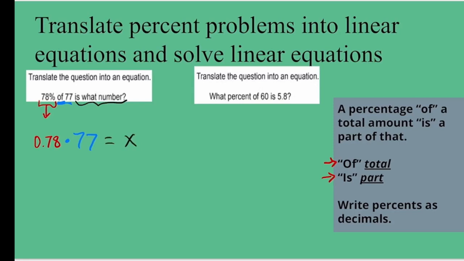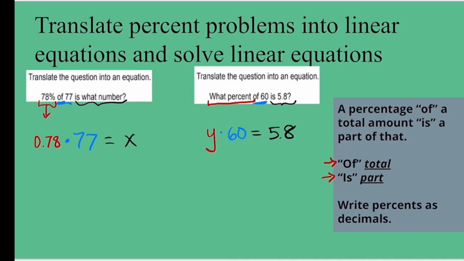The second problem we're also going to translate. What is the percent? I don't know what that is, so we'll make that a different variable. Let's say y. The "of" tells us that we are multiplying by 60. That's going to be our total. And the part, or the piece, is 5.8.